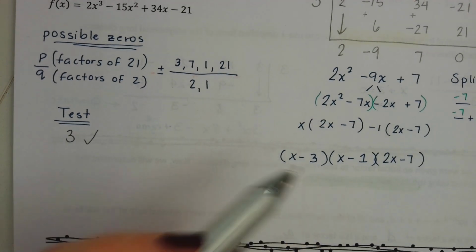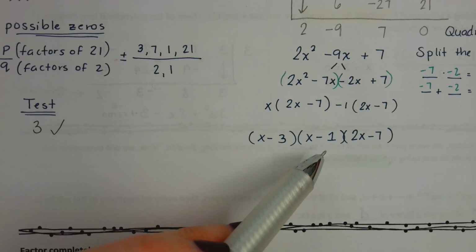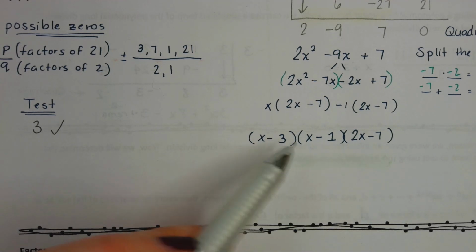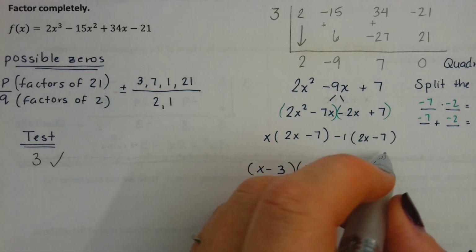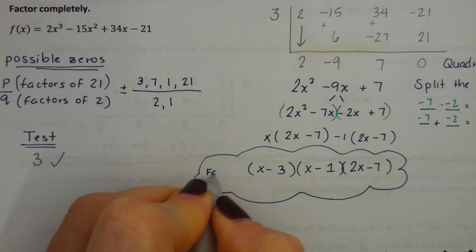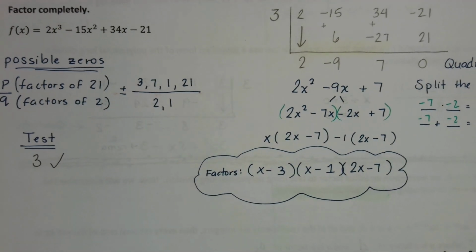If you were asked to solve, we know the solution to this one. It's 3. What would be the solution to this one? 1. What would be the solution to this one? 3.5 or 7 over 2. Right. You'd still have to set it equal to 0 and solve it. But it only asks for factors, so I'm going to try and behave and just do what it wants. Okay, well, I wrote the word factors.